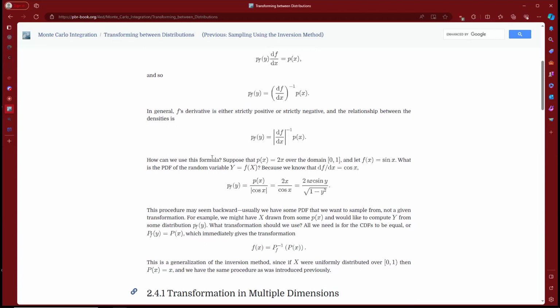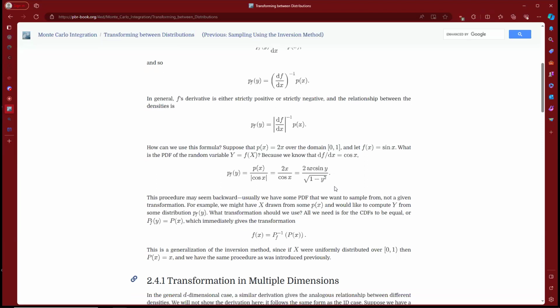How can we use this formula? Suppose that p of x equals 2x over the domain 0 to 1, and let f of x equal sine of x. What is the PDF of the random variable y equals f of x? Because we know that the derivative equals cosine of x, we can write it this way. So it's p of x over the absolute value of cosine of x, which is 2x over cosine of x. I can rewrite that with an identity, I guess, something along those lines.